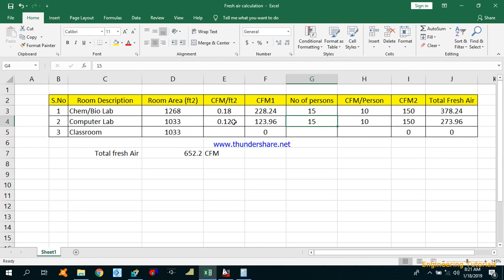So again this CFM area of this lab into CFM per square feet will get CFM1, and number of persons multiplied by CFM per person will get CFM2, and total CFM for computer lab will be the sum of this CFM1 and CFM2, that is 273.96, 274 CFM. So let's calculate for classroom also.